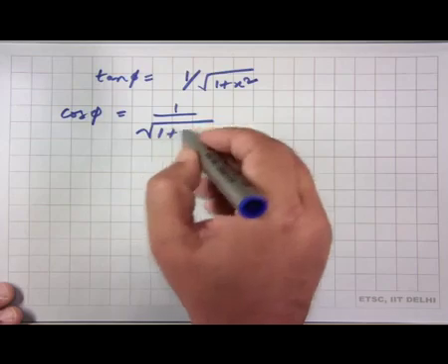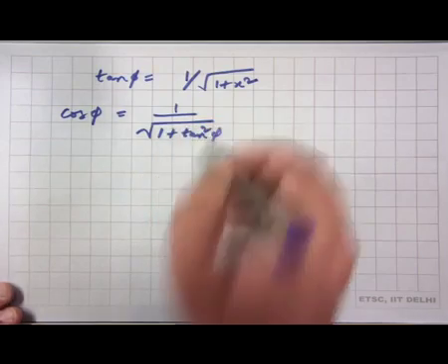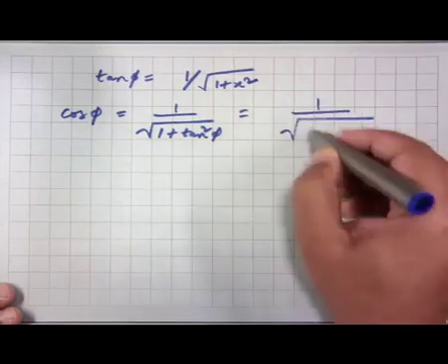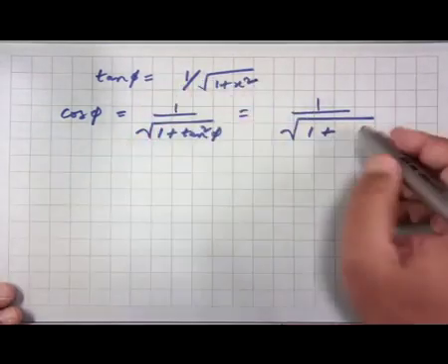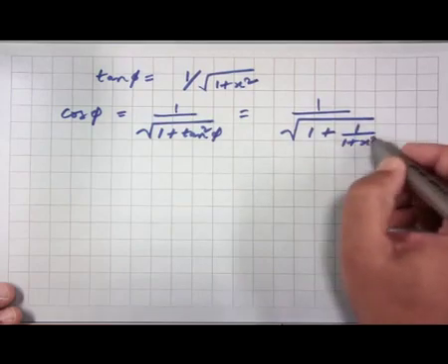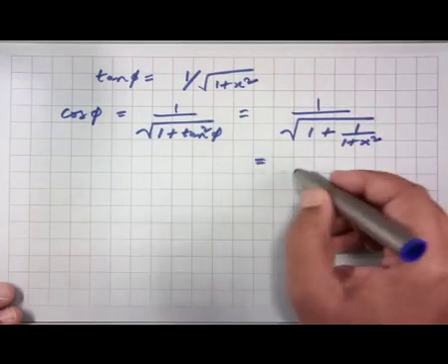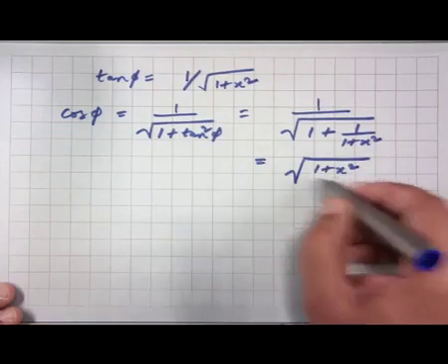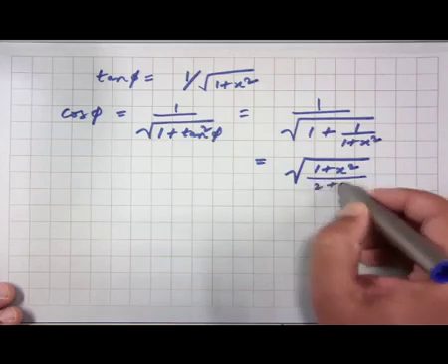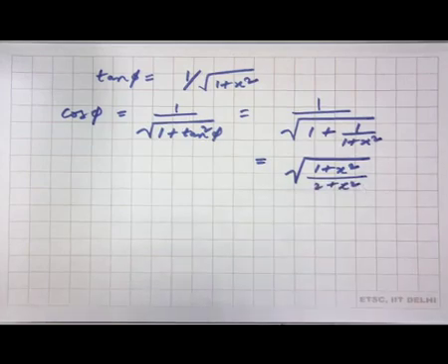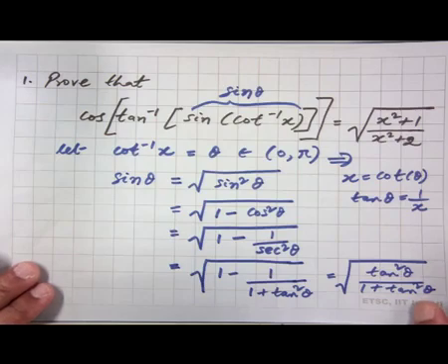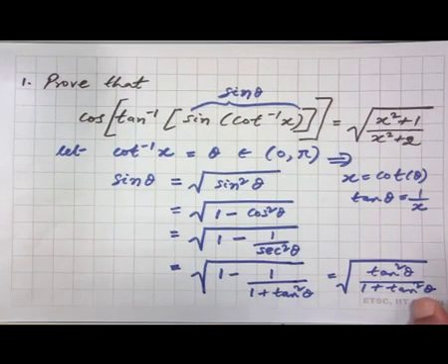So, this is the positive square root, 1 plus square root of 1 plus tan square phi, which is 1 over square root of 1 plus. So, tan square phi is 1 over 1 plus x square, and then this comes out to be equal to 1 plus x square root of 1 plus x square over 2 plus x square, and this is exactly what was asked to prove in the question. So, that finishes the proof of this first problem.